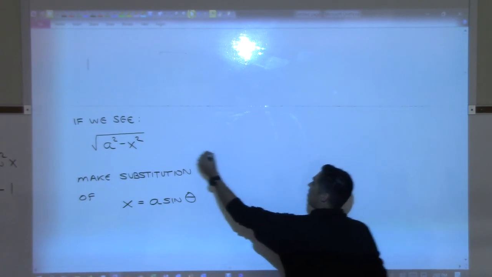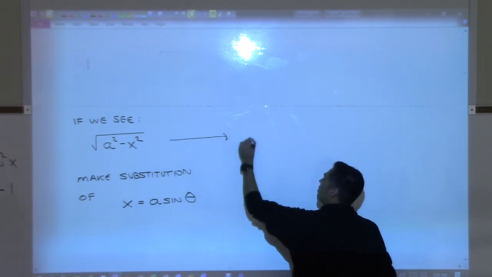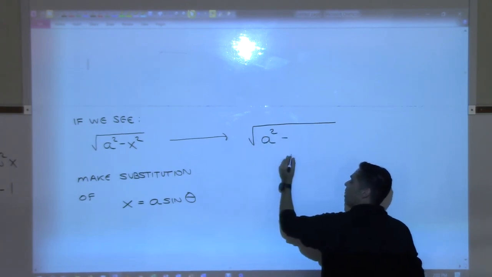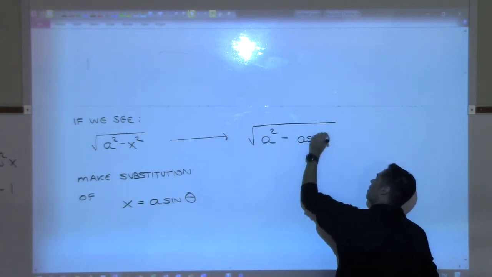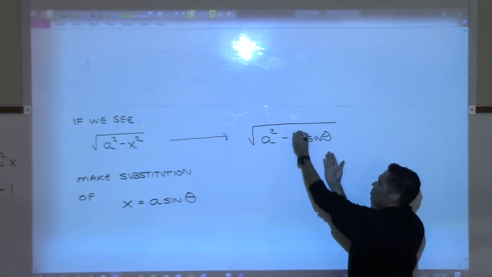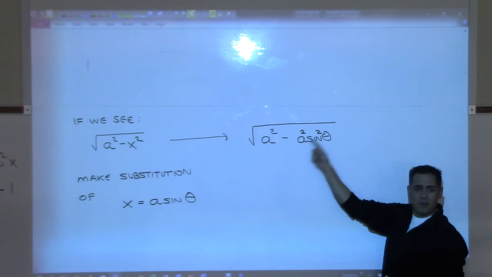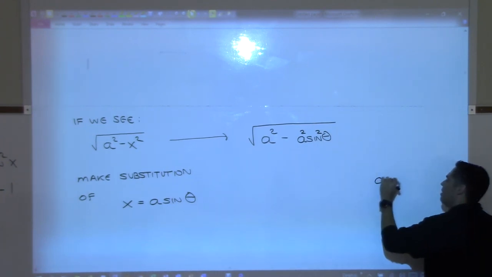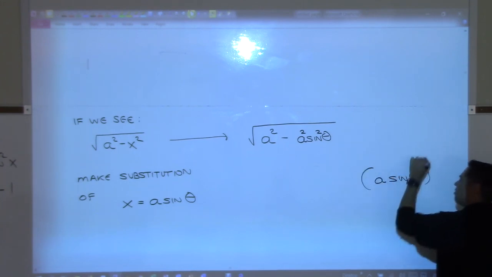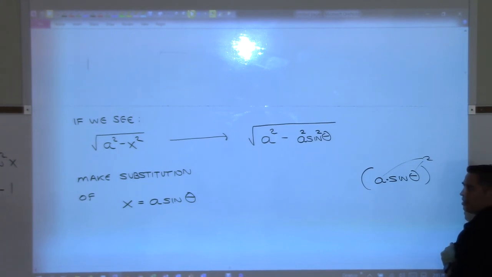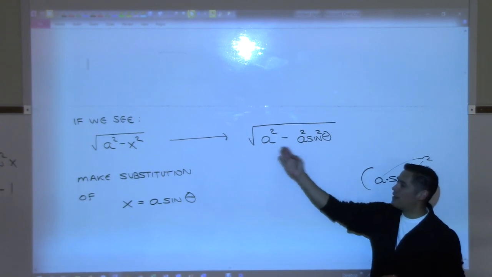All right? So let's see algebraically what happens if I replace that x with a sine theta. We get a squared minus now x, which is a sine theta, but I need to square it, right? So when you square this, you square the a and the sine. They both get squared, because there's a product, you square both of them. Right, that's correct. Okay, so now when we look at that, what's a common factor between these two?